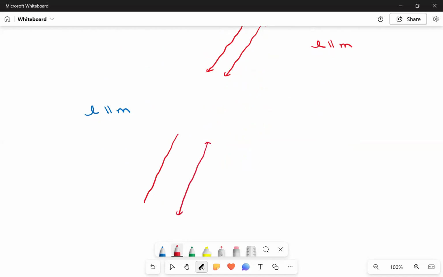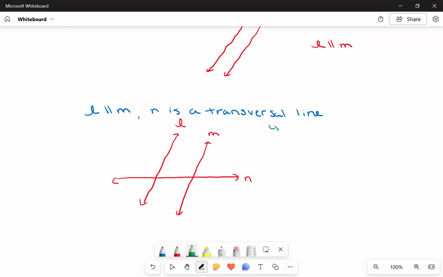Okay, so there's two parallel lines. We'll call this one L, this one M. And then I mentioned this word transversal. I'll call that line N. And they say N is a transversal line. All that means is that it crosses both of them. It's a line that cuts through both of them. That's it. That's all it means. So it crosses both lines.